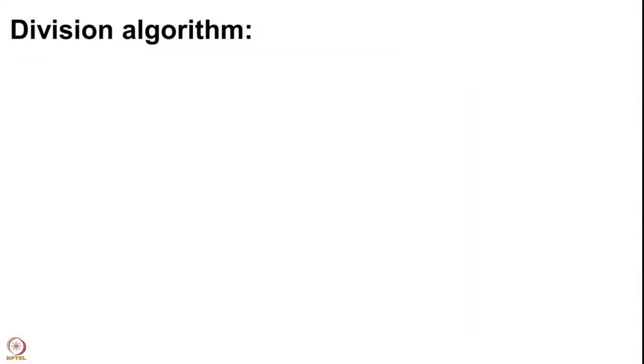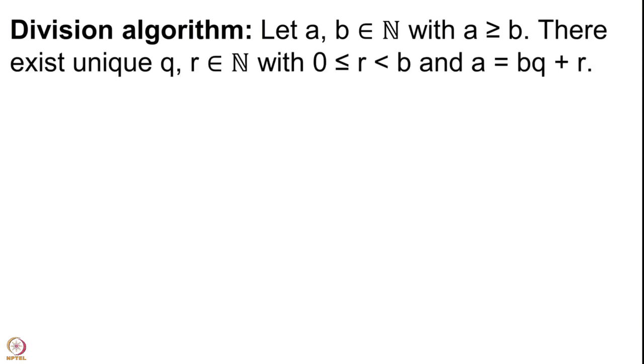This is the division algorithm. What we do in this is the following thing. Suppose we have 2 natural numbers A and B, and let us assume that A is bigger than or equal to B. Then there exist unique integers Q and R with 0 less than or equal to R less than B and A equal to BQ plus R.